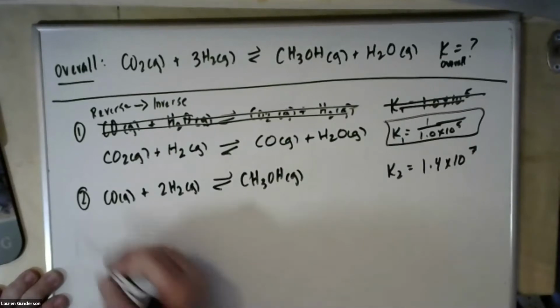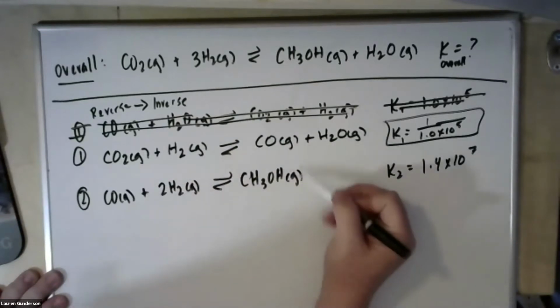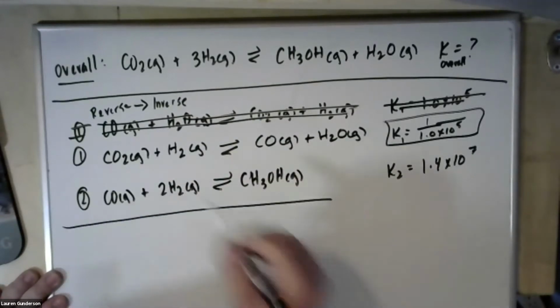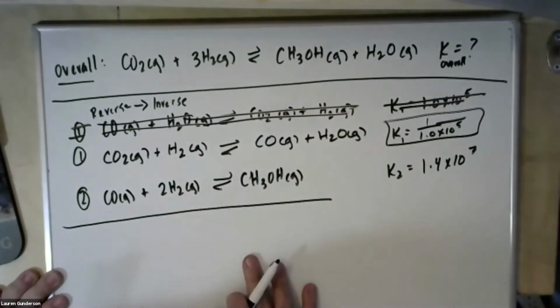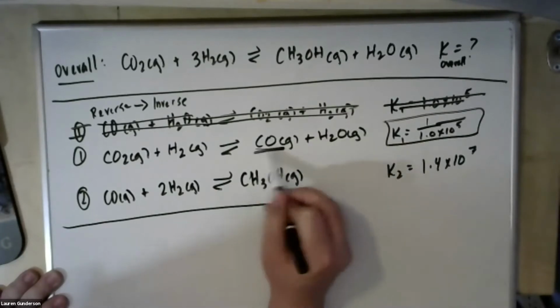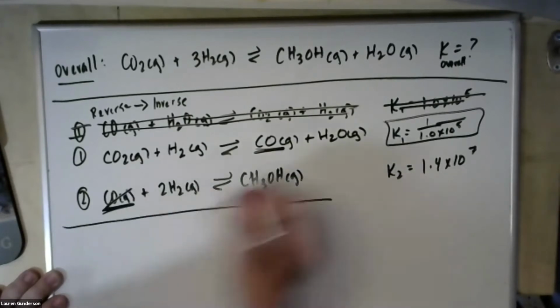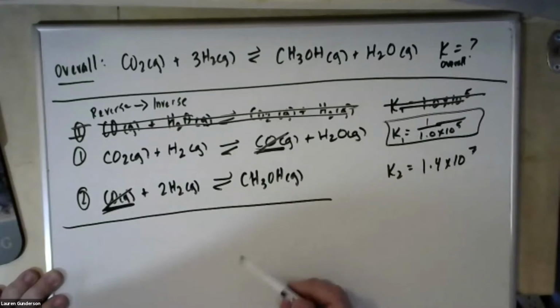All right, now when I look at the sum of these two reactions, I'm going to see if I get my overall reaction back out, because all my reactants and products are in the right place for this now. I can see right away that I have carbon monoxide on the product side here and on the reactant side here. So I can cross these out.